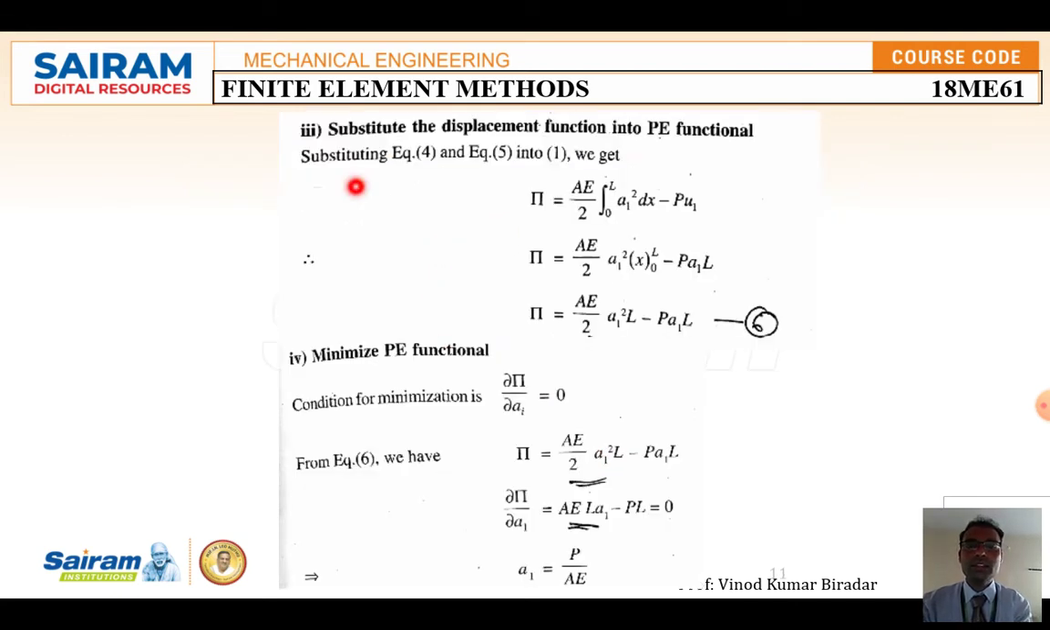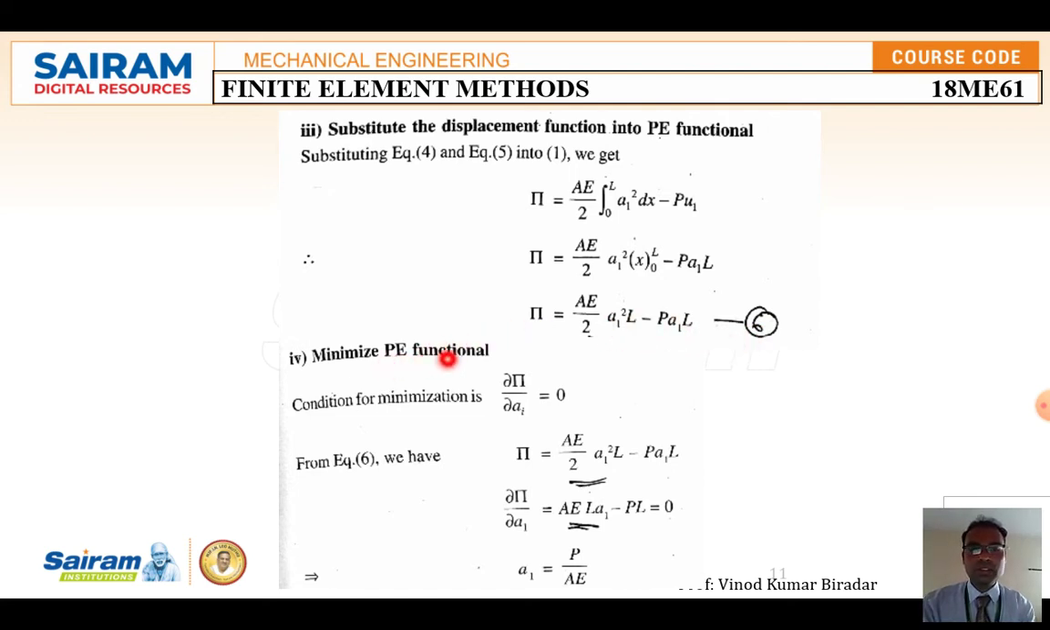Next, the third step is to substitute the displacement function into the potential energy function. From equations 4 and 5, substitute into equation number 1, that is pi is equal to AE by 2, integral from 0 to L, substituting the dou U by dou x value here. So we get A1 square dx minus P U1. Simplifying, apply integration: A1 square is a constant, x from 0 to L, minus P A1 L. Again simplifying, pi is equal to AE by 2 A1 square L minus P A1 L. This is the potential energy after substituting the displacement function, giving equation number 6.